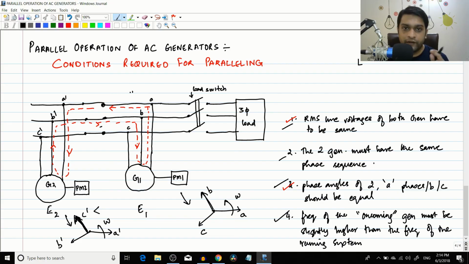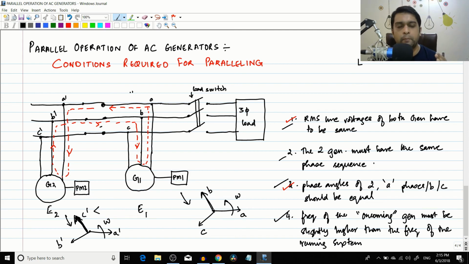But the frequency should not be exactly the same either. The frequency should be slightly higher, so that once you parallel the generator, it will supply power to the system. If these frequencies are exactly the same, what happens is that due to this little bit of transient, one actually drops a little bit in speed, and in fact it starts a little bit of motoring action. Okay, so the frequency should be slightly higher, not very high, very slightly. A minute difference in frequency should also be there.